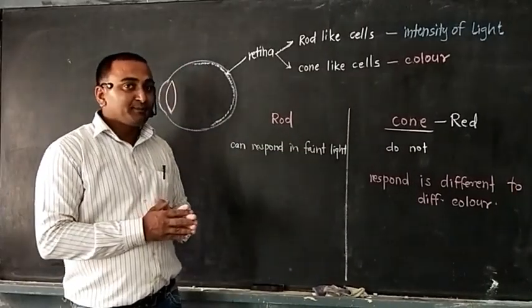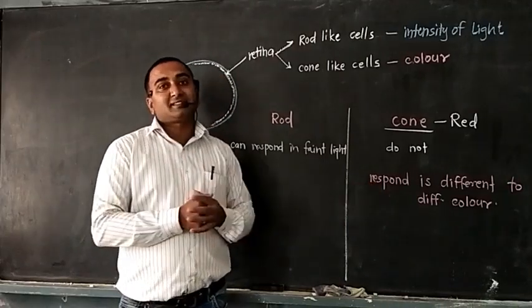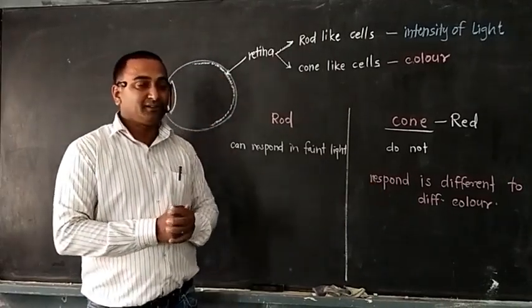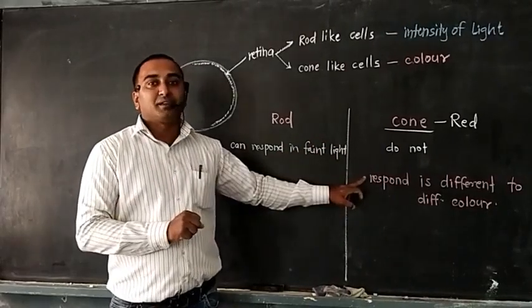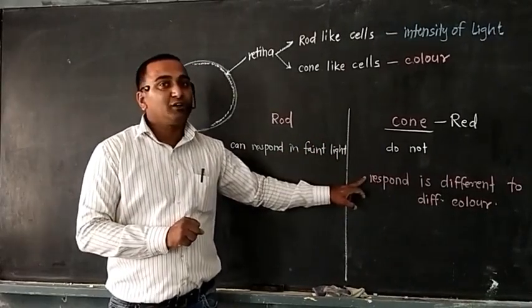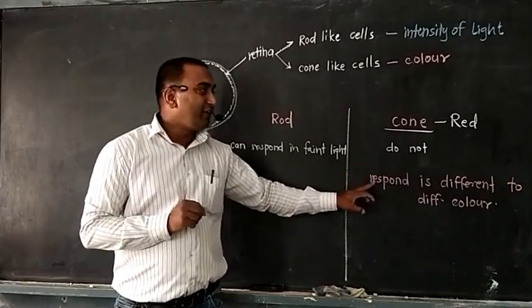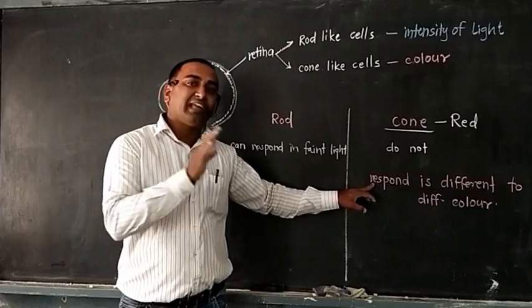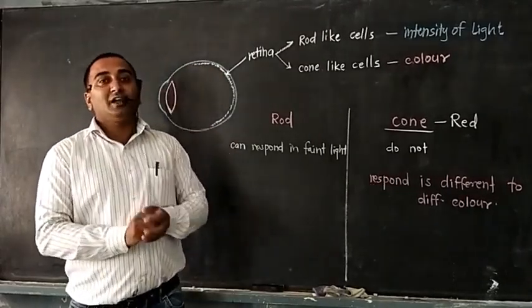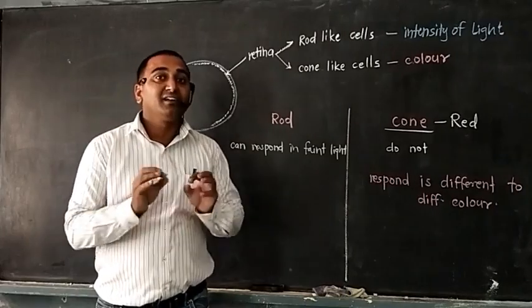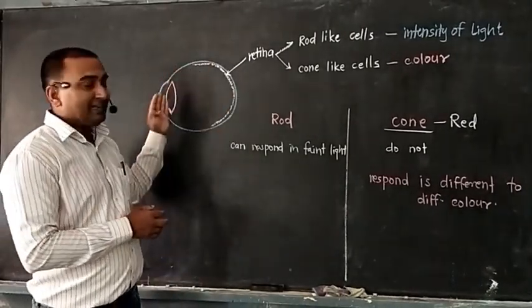Sometimes conical cells are present in lesser numbers. In such a case, the person is not able to judge color properly because of a lack of cone cells. Such a person is termed color blind. So this is the total eyeball.